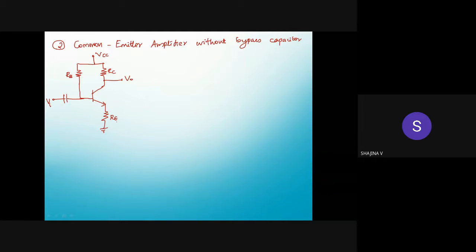So the voltage drop across the resistor Re can act as a feedback value, because this Re is common to both input and output. So this voltage drop across Re can cause a feedback effect here. As a result, with negative feedback, surely the gain will reduce. In order to avoid that, in order to improve the gain, we are using a bypass capacitor here.